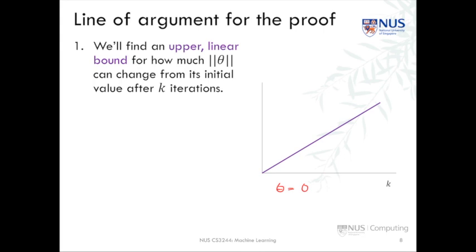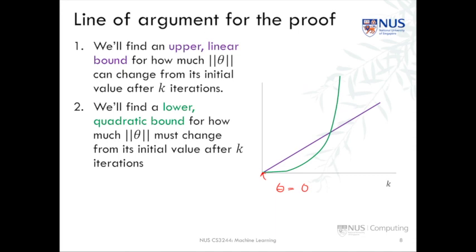Okay, so what we're going to do is start from that point and then iterate, right? So for every iteration, remember, we're only considering the iterations that find a misclassified example. We're going to be updating the weights. So we're going to show that there's an upper bound for that.